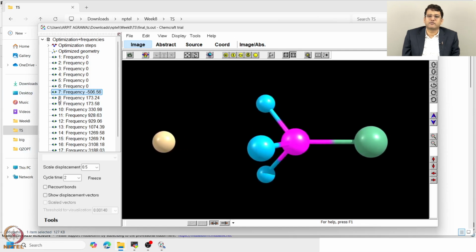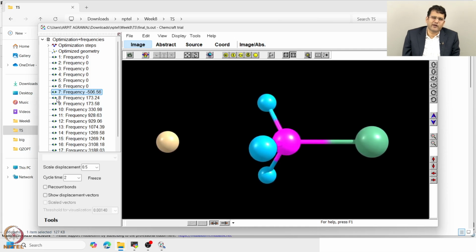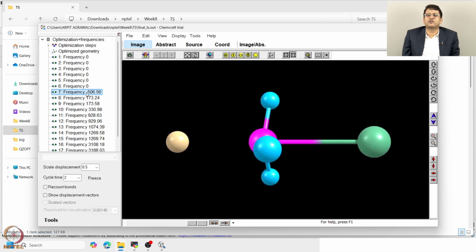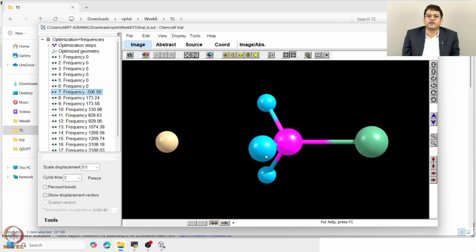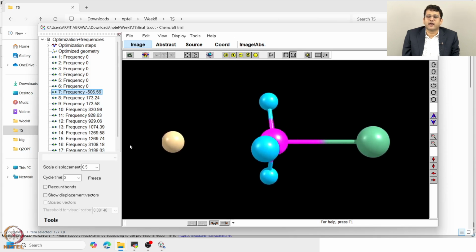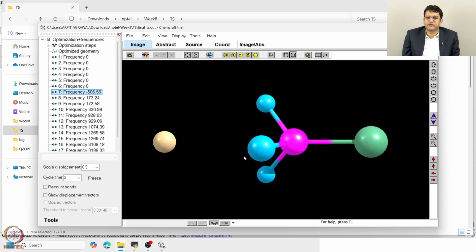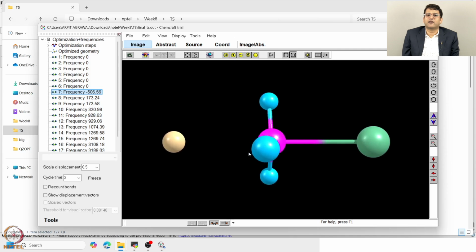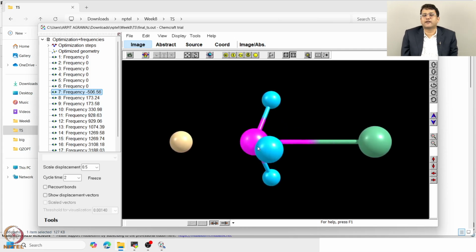If a negative frequency is below 200, 300 maybe, mostly it is a rotation or torsion of a bond that generally does not correspond to any chemical reaction or the internal coordinate corresponding to the reaction. But this one is actually at 500 and looks like a proper one when you visualize it. So, always a good idea to visualize the frequency and see whether it is connecting the reactant and the product or not. Remember, getting a transition state is not good enough, it has to connect your reactant and your product.